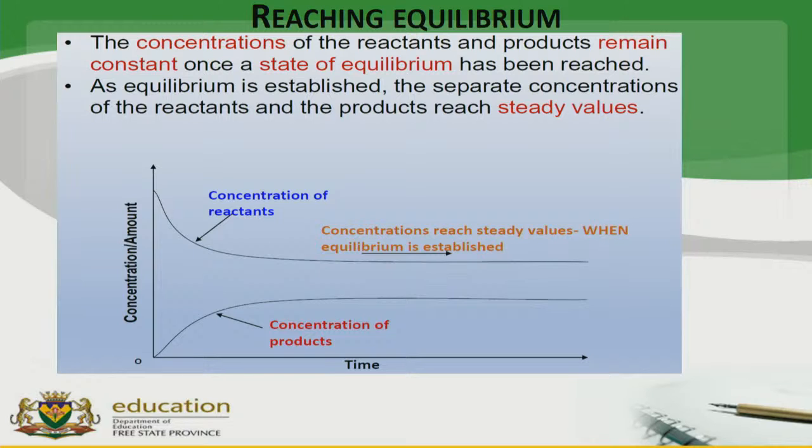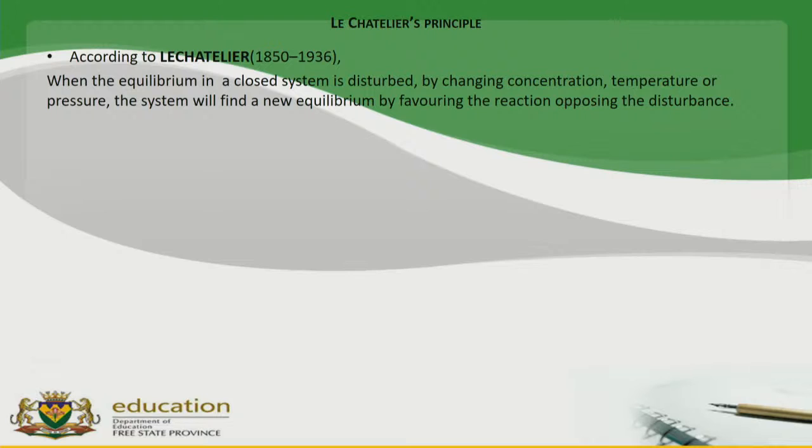Then at some point, the concentration of the reactants will remain constant, and the concentration of the products will remain constant. You can see that it is now a horizontal line. So it means the concentration now does not change. At that point where the concentration of the reactants and the concentration of the products remain constant, we say that is equilibrium, chemical equilibrium. Note that we are not saying their concentrations are equal, but we are saying their concentrations are constant.